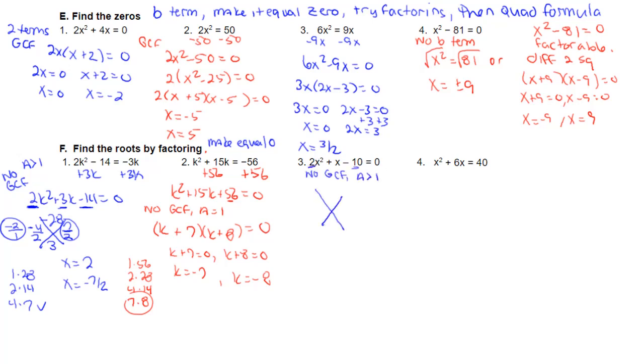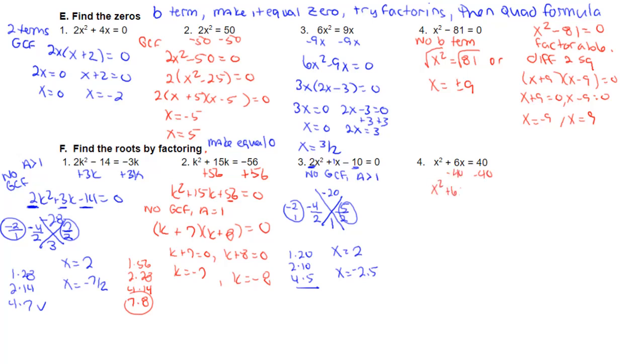All right, in this one, we've got no GCF. A is greater than 1, so we use the x factor. -20 on the top, 1 on the bottom. 2 numbers that multiply to get to -20 and subtract to get 1 are 4 and 5. And then all we do is find the opposites of what's underneath the x, and we're done.